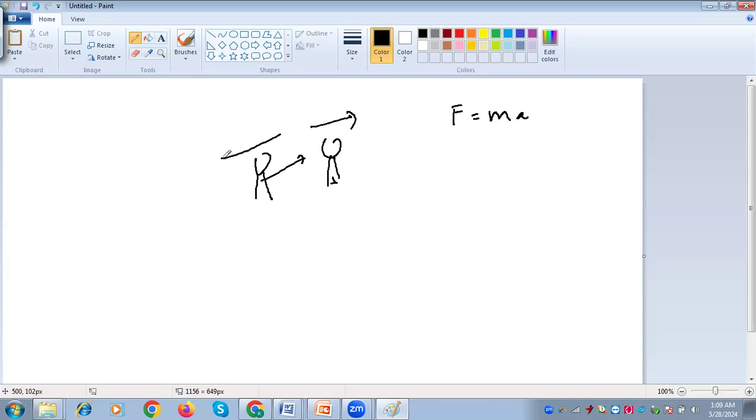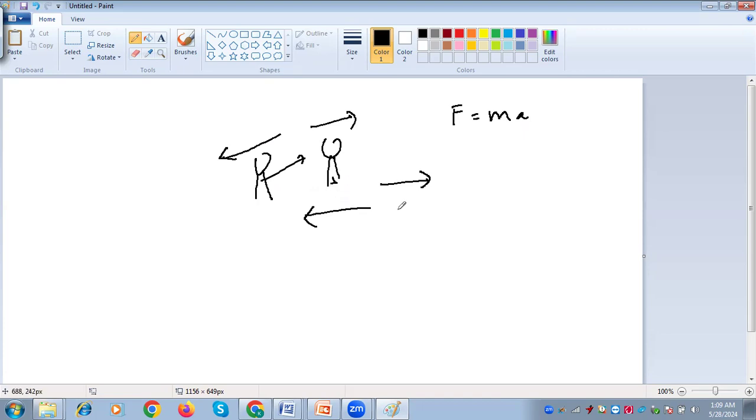At the same time, the same force will be applied by the boy on the girl. So these are action-reaction forces. The girl's force on the boy will be equal to the boy's force on the girl, and these forces will change the momentum. The boy will gain momentum in the forward direction, the girl will gain momentum in the backward direction. Both of them had initial momentum 0 because they were at rest in the beginning.